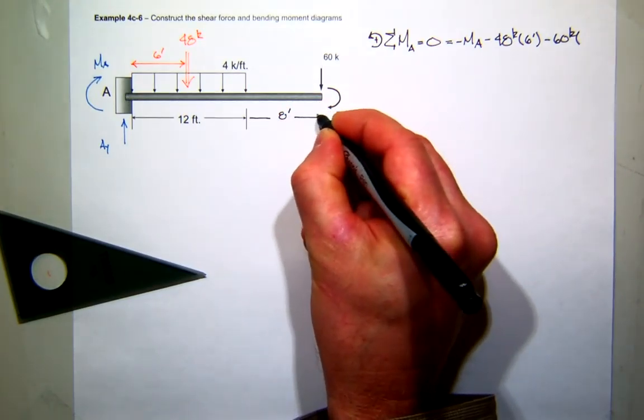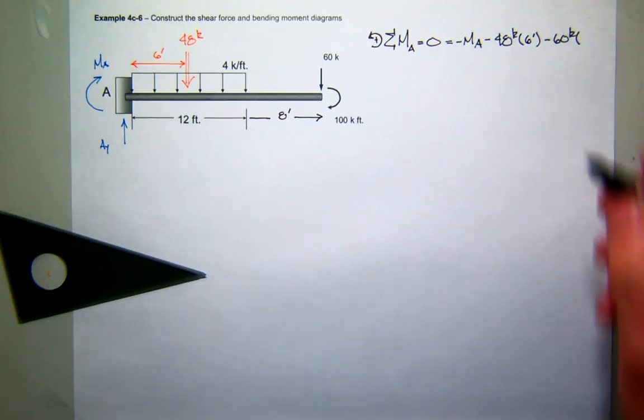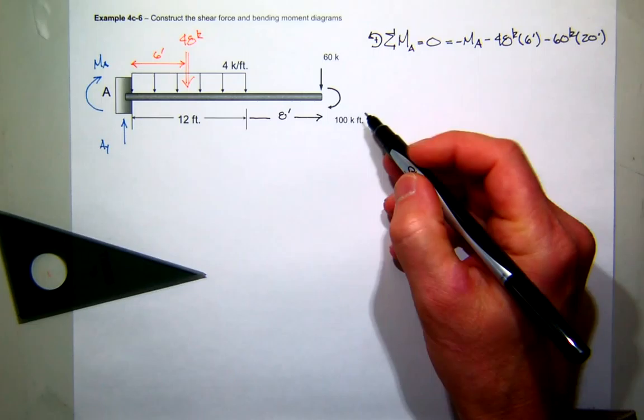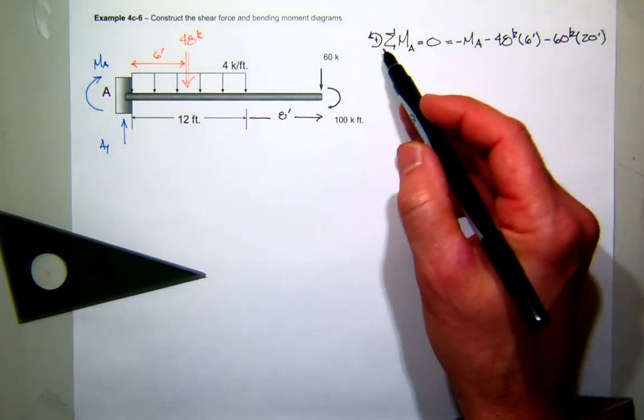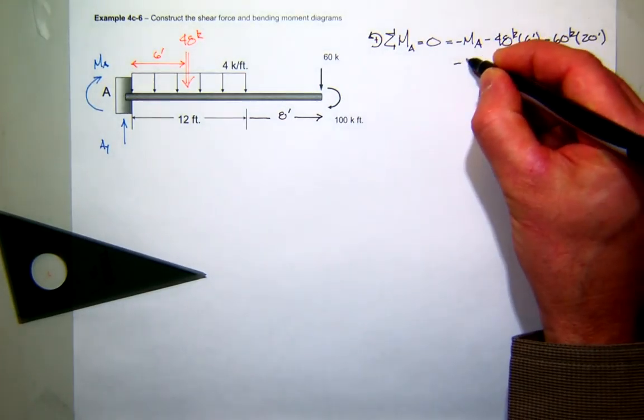Sorry about that. Needed a dimension. So that would be a total of 20 feet. And then way out here on the end is our 100 kip foot moment. And with this sign convention, is that positive or negative? Negative.